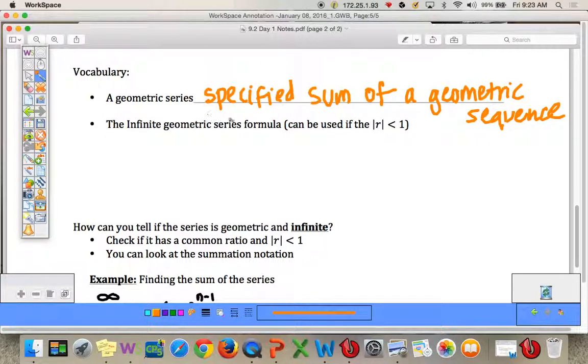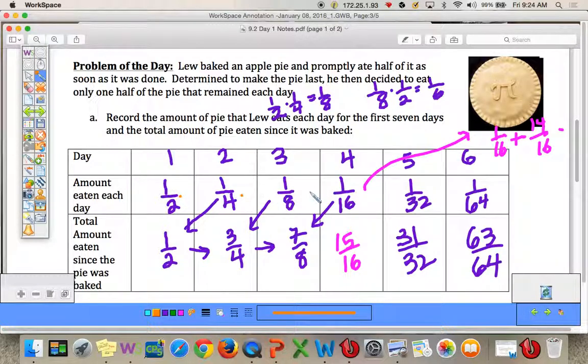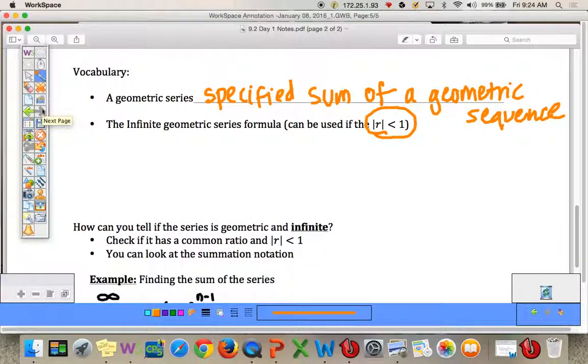The infinite geometric series formula can be used only if the absolute value of the ratio, so the positive value of the ratio, is less than 1. And if it's less than 1, what's happening is your values are decreasing. These values are decreasing right here. So you can add them together, and they will add up to a sum. It won't keep going on forever. Since things are getting smaller and smaller, you can add it up to one thing. So if it's an infinite geometric series, we can add everything up and get one sum.